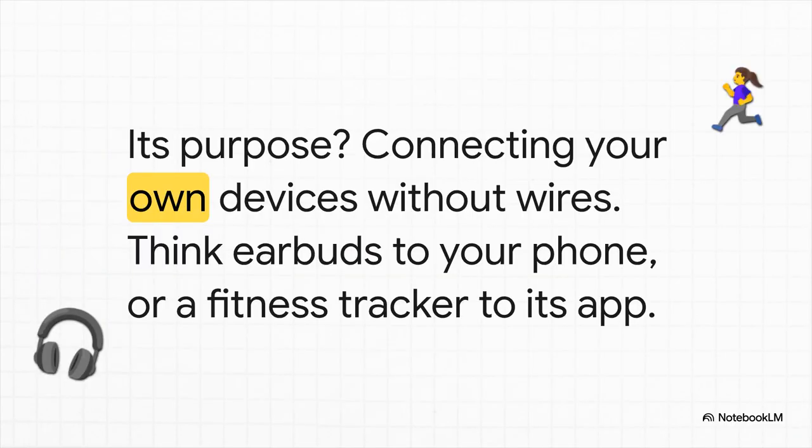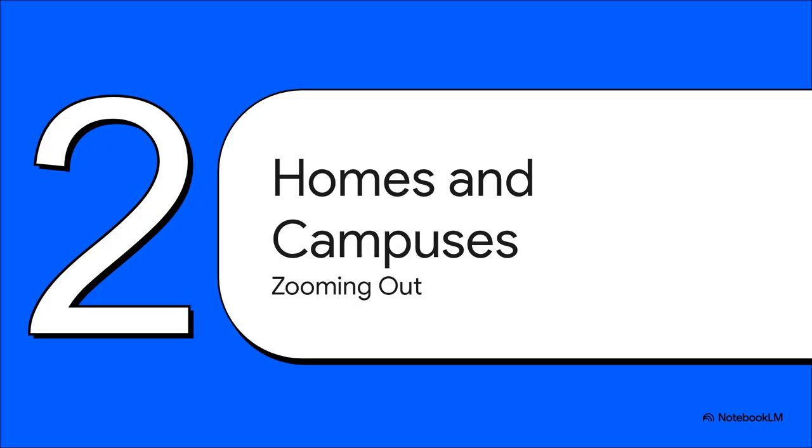I mean, what's the point? It's all about getting rid of those annoying wires between your own stuff. You know, when you connect your wireless earbuds to your phone using Bluetooth, that little seamless connection, yep, that's a PAN doing its thing. All right, time to take our first big step back.